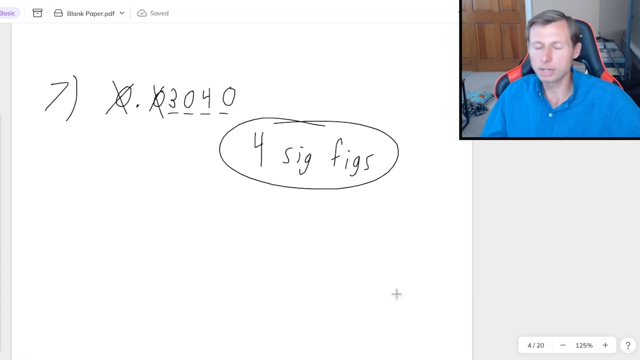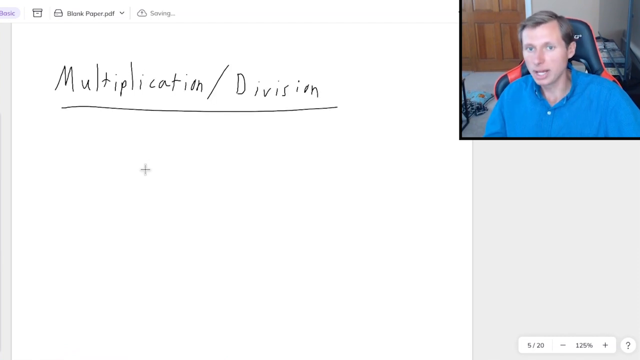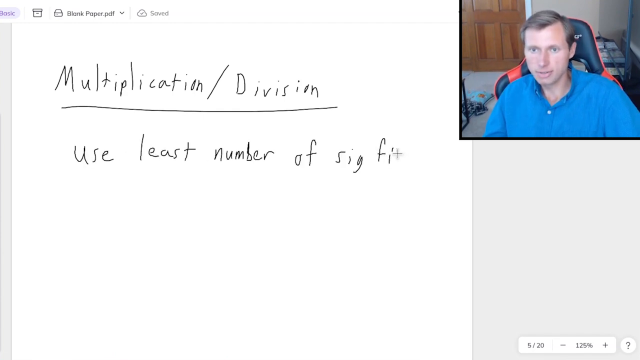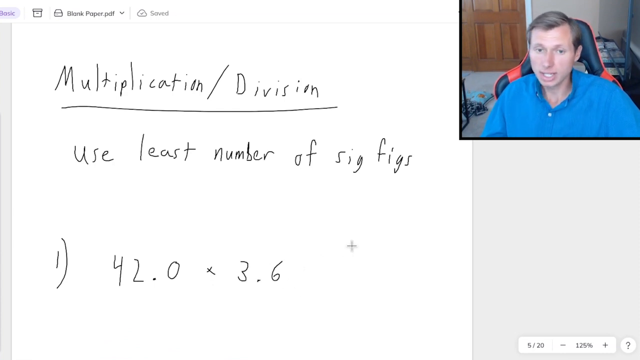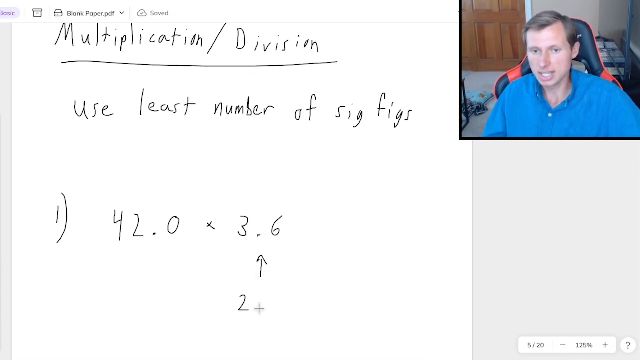The rest of this video, we're going to be doing operations with sig figs. So let's start with multiplication and division. When it comes to multiplying and dividing numbers and counting sig figs, you always want to use the least number of sig figs. What that means is if I want to do the operation 42.0 times 3.6, my final answer is going to follow the least number of sig figs, which is going to be 3.6. That's only 2 sig figs. 42.0 is 3 sig figs.